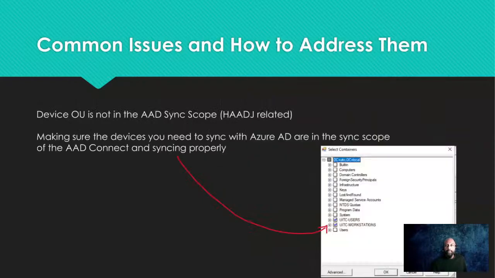And the hybrid AD joined mode, the devices should sync with the hybrid AD join mode. So for that, as you can see in this example, I have selected the UITC workstations OU in this AD structure. So those devices in this OU will get synced.